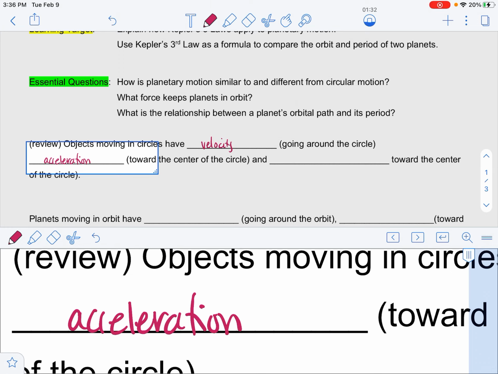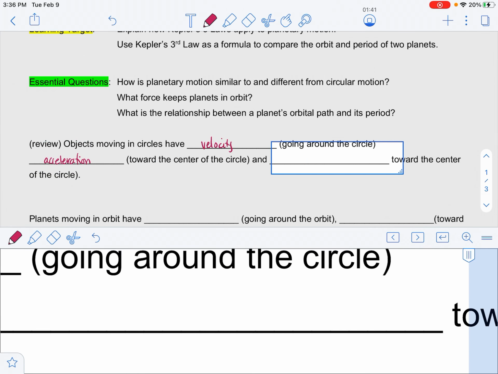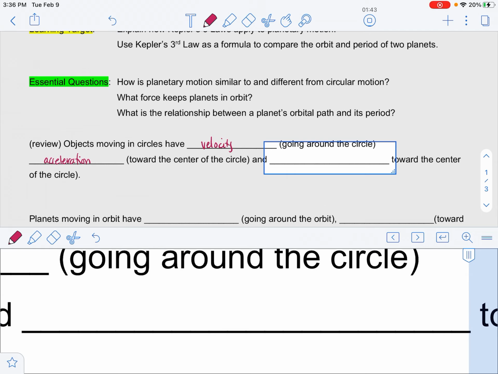Remember, they have acceleration because the direction is changing constantly toward the center of the circle. And finally, objects moving in circles have something else that goes toward the center. Yep, force. Good job. Okay, and the force is toward the center because it's pulling the object to stay in the circle, all right? Otherwise, the object would go flying off into space. Okay, so that's what we know about things in circles.